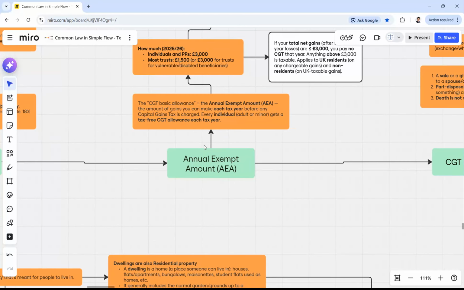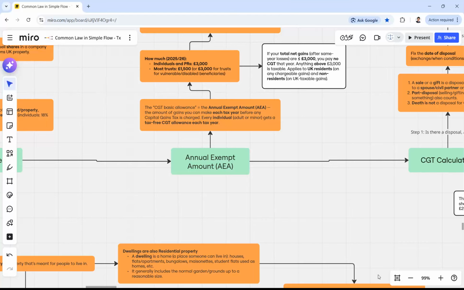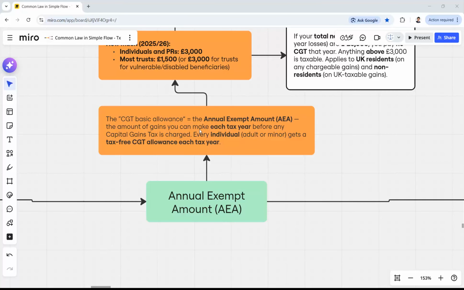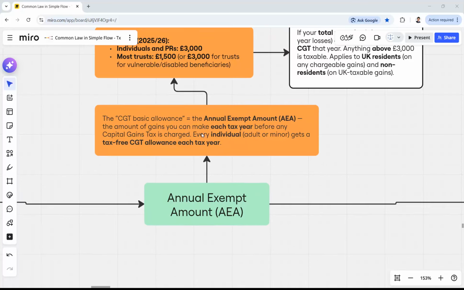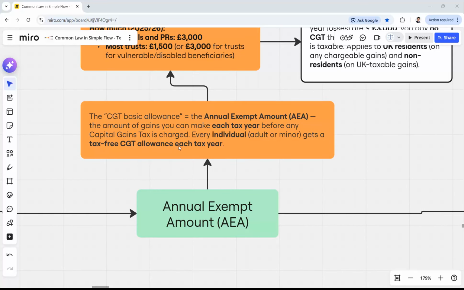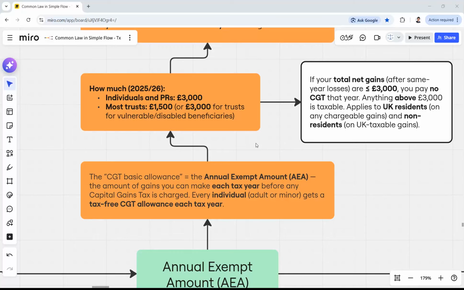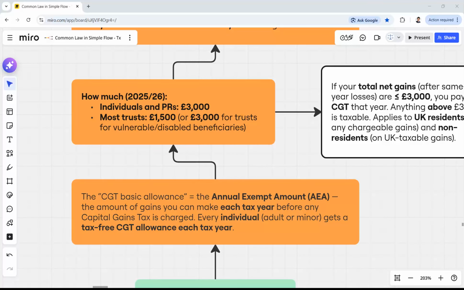All right. Annual exempt amount. We talked about it already. The CGT basic allowance is the annual exempt amount, AEA, the amount of gains you can make each tax year before any capital gains tax is charged. Every individual, adult or minor, gets a tax-free CGT allowance each tax year. So every tax year, you will have an AEA. How much is it in 2025-26?